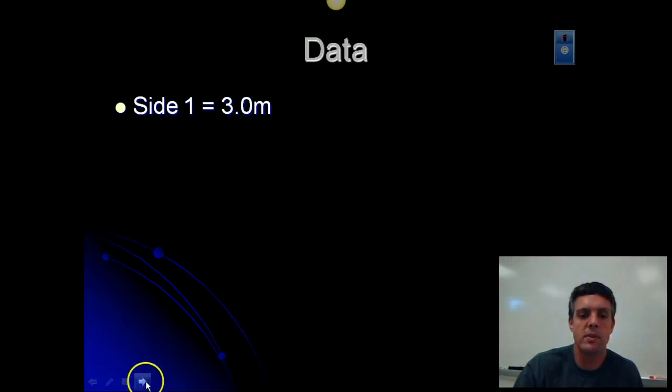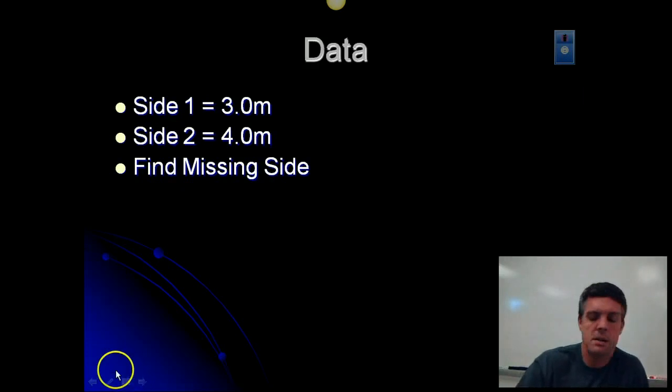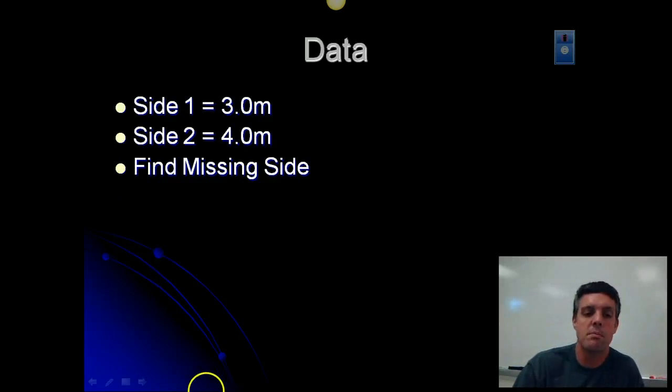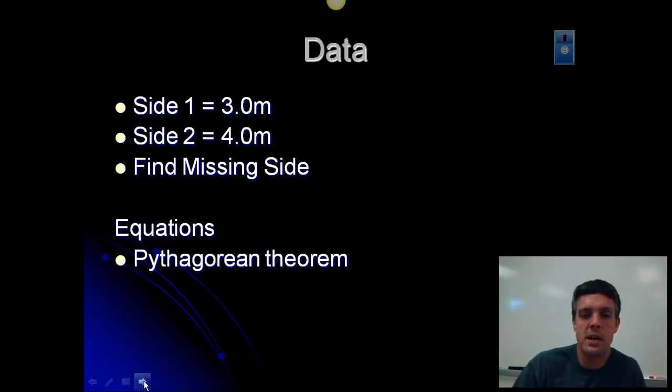First off, we've got our knowns, side 1 and side 2. We need to find a missing side, okay? Going back to math class, you think of the Pythagorean theorem, you think of a squared plus b squared equals c squared. Pretty simple enough. We can perform that. And our equations, there we go, okay?